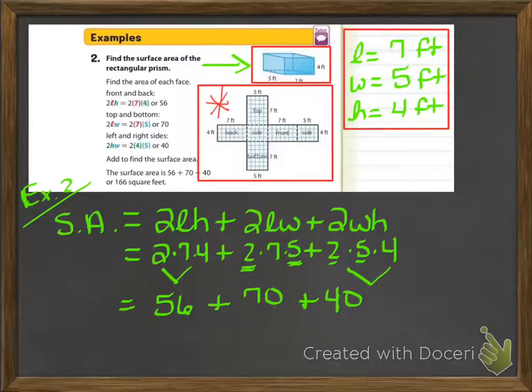All right, so now we're going to go ahead and add up all our numbers. So we've got our 56 plus 70. So when I add this up here, I'm going to end up getting 126 plus my other 40.